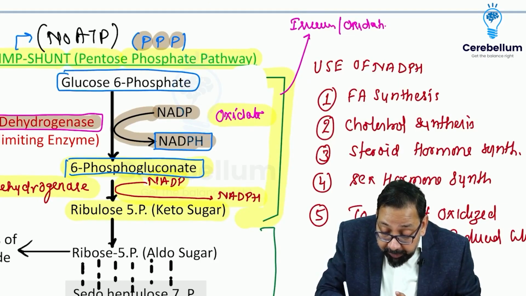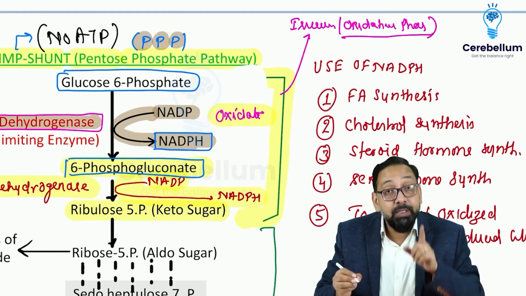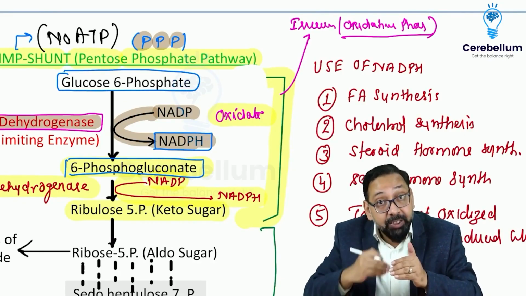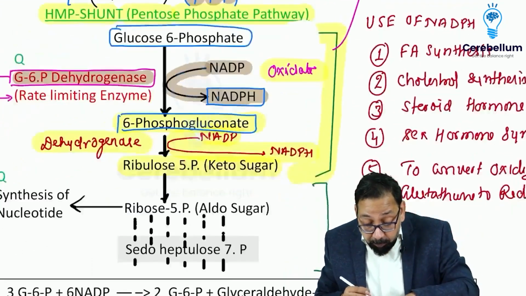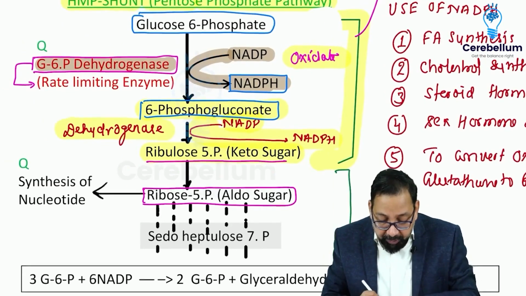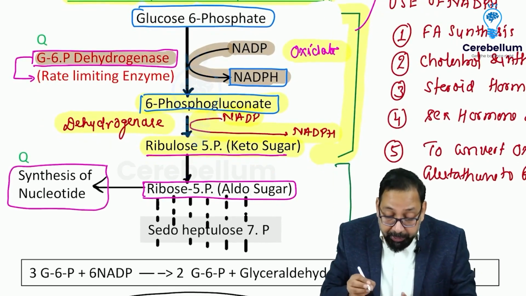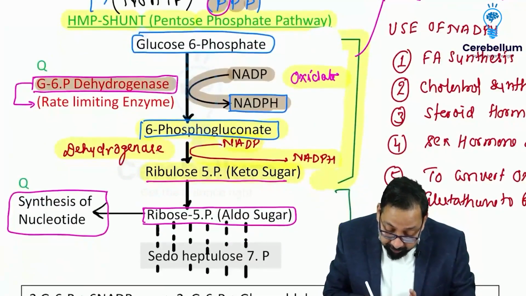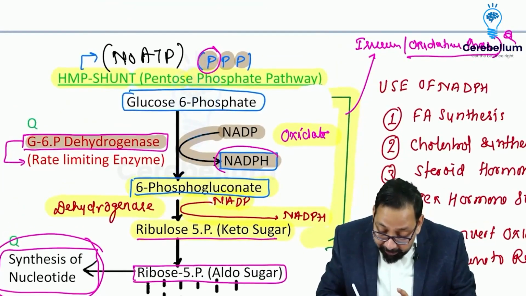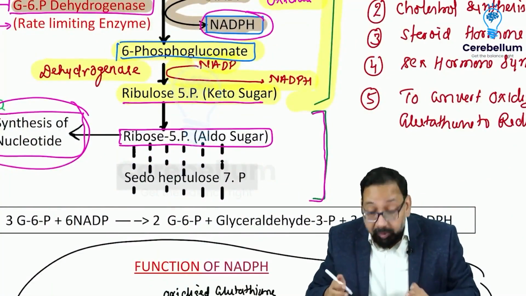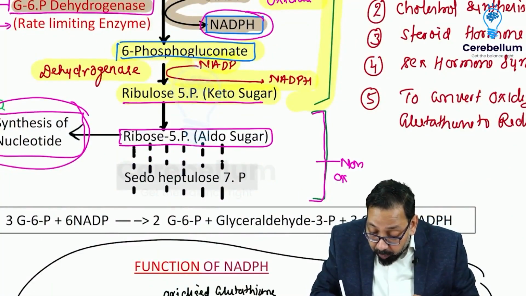oxidative phase. So in HMP shunt there is oxidative phase and non-oxidative phase. First phase is oxidative phase, and these reactions are irreversible. Question: ribulose 5-phosphate is converted to ribose 5-phosphate, pentose sugar, which takes part in synthesis of nucleotide. So I told you that main function was pentose sugar production, which takes part in synthesis of nucleotide, and production of NADPH. These reactions which occur in the last are called non-oxidative phase. And these are reversible reactions.